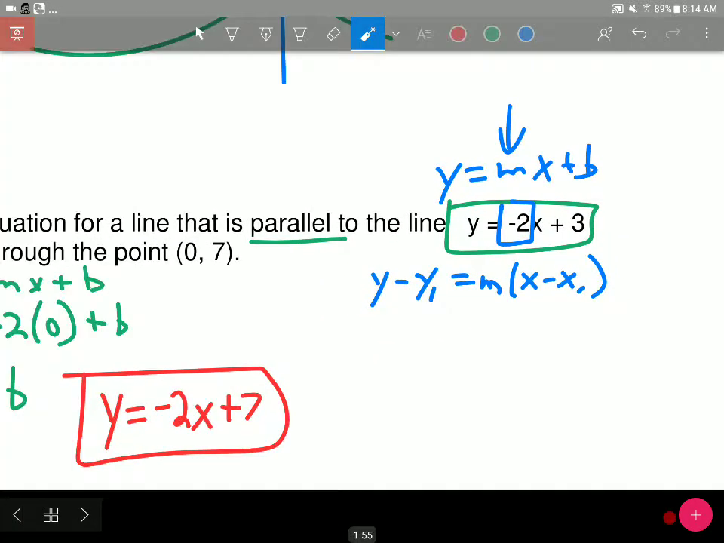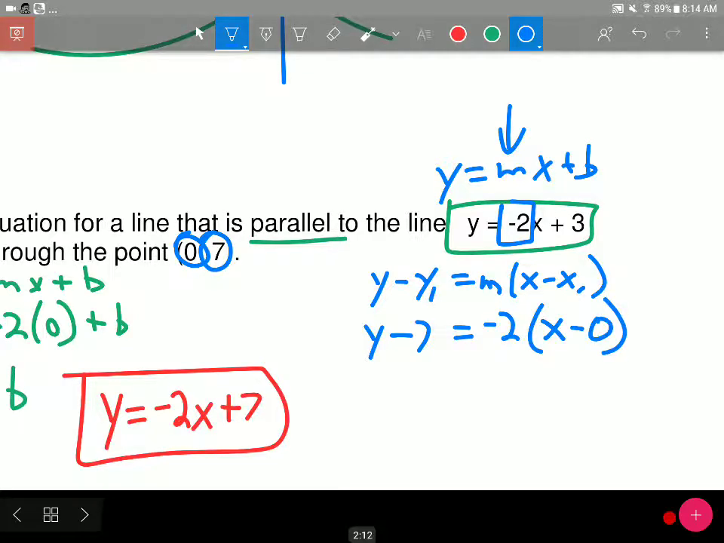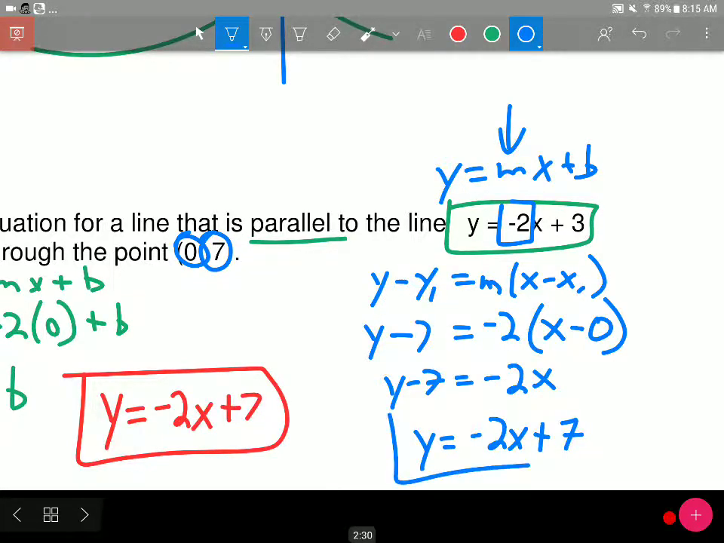All right, so we're still going to use our slope. We're still going to use our (0, 7). So we'll go y minus 7 equals our slope of negative 2 times x minus, well, in this case, 0. And then you just rearrange it. So that's y minus 7 equals, well, x minus 0 is still x. And then I move the 7 over, so y equals negative 2x plus 7. And you get the exact same answer. If you don't get the same answer, something's wrong. But whichever way you like better is fine.